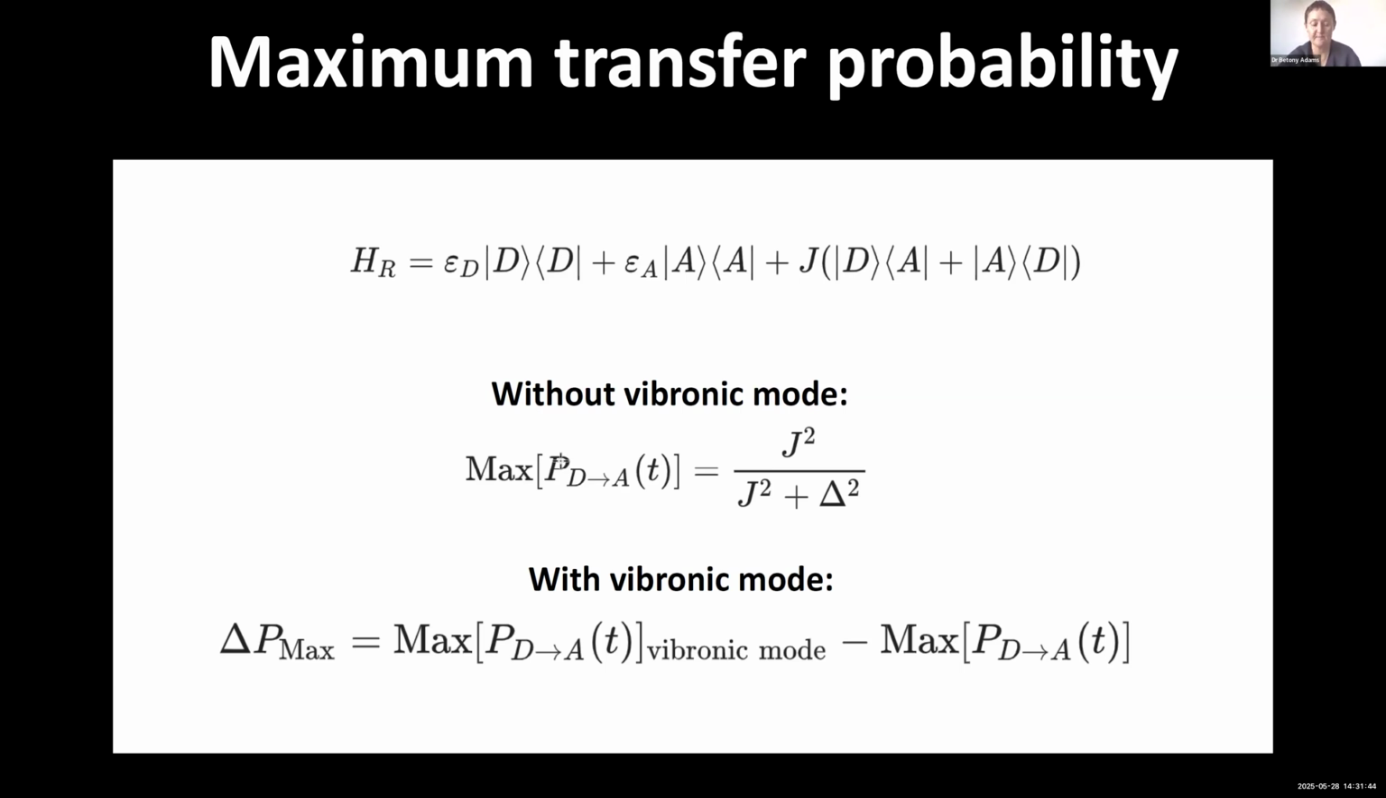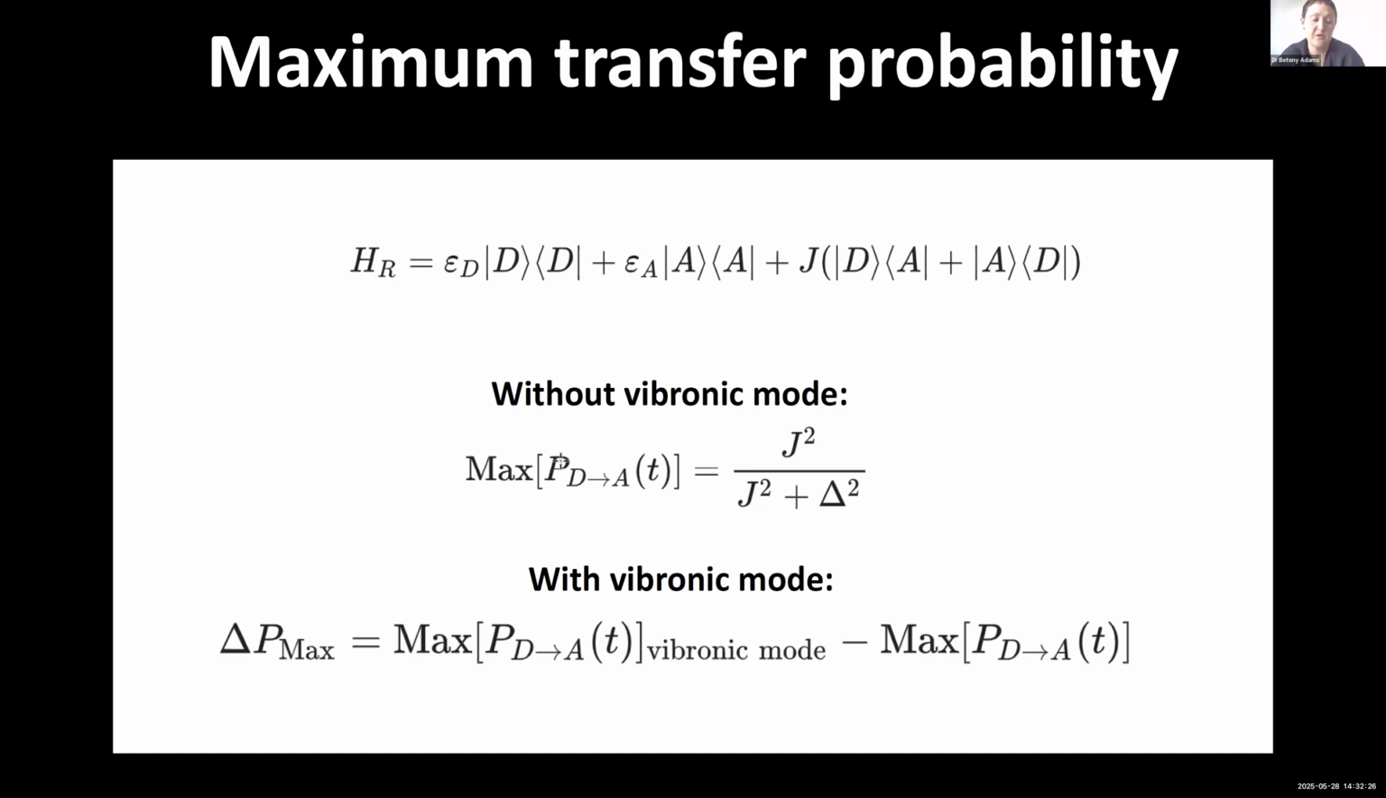Well, we look at the difference between the maximum transfer probability with and without the spike protein vibrational mode. So without the spike protein, for a dimer or two-level system with a donor and acceptor separated by this energy, epsilon_D and epsilon_A, with coupling strength measured by J, maximum probability is given by that equation, J squared over J squared plus delta squared, where delta is related to the energy difference between the donor and acceptor levels. And the electron is most likely to be transferred when the donor and acceptor levels are equal and delta is 0. So that gives the maximum probability without the vibronic mode.